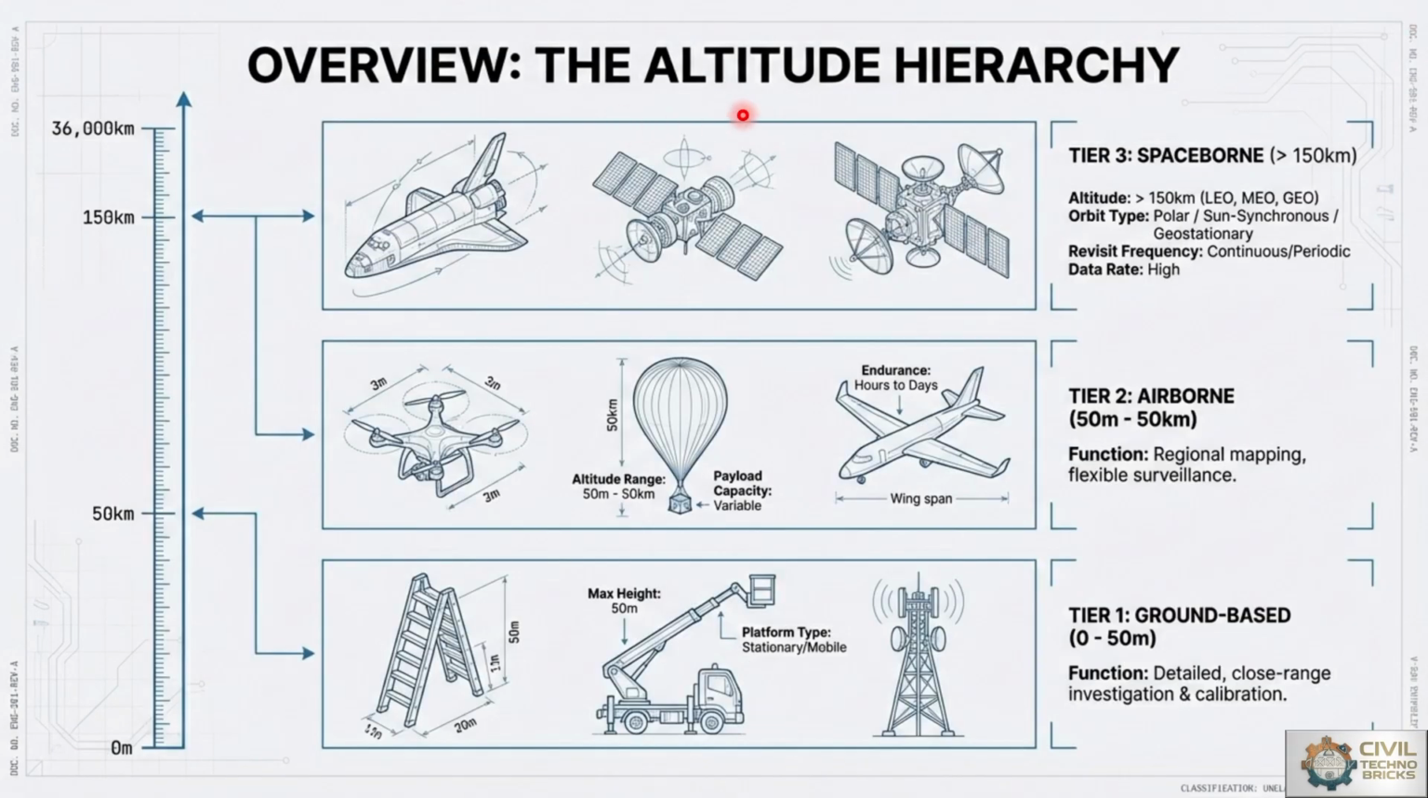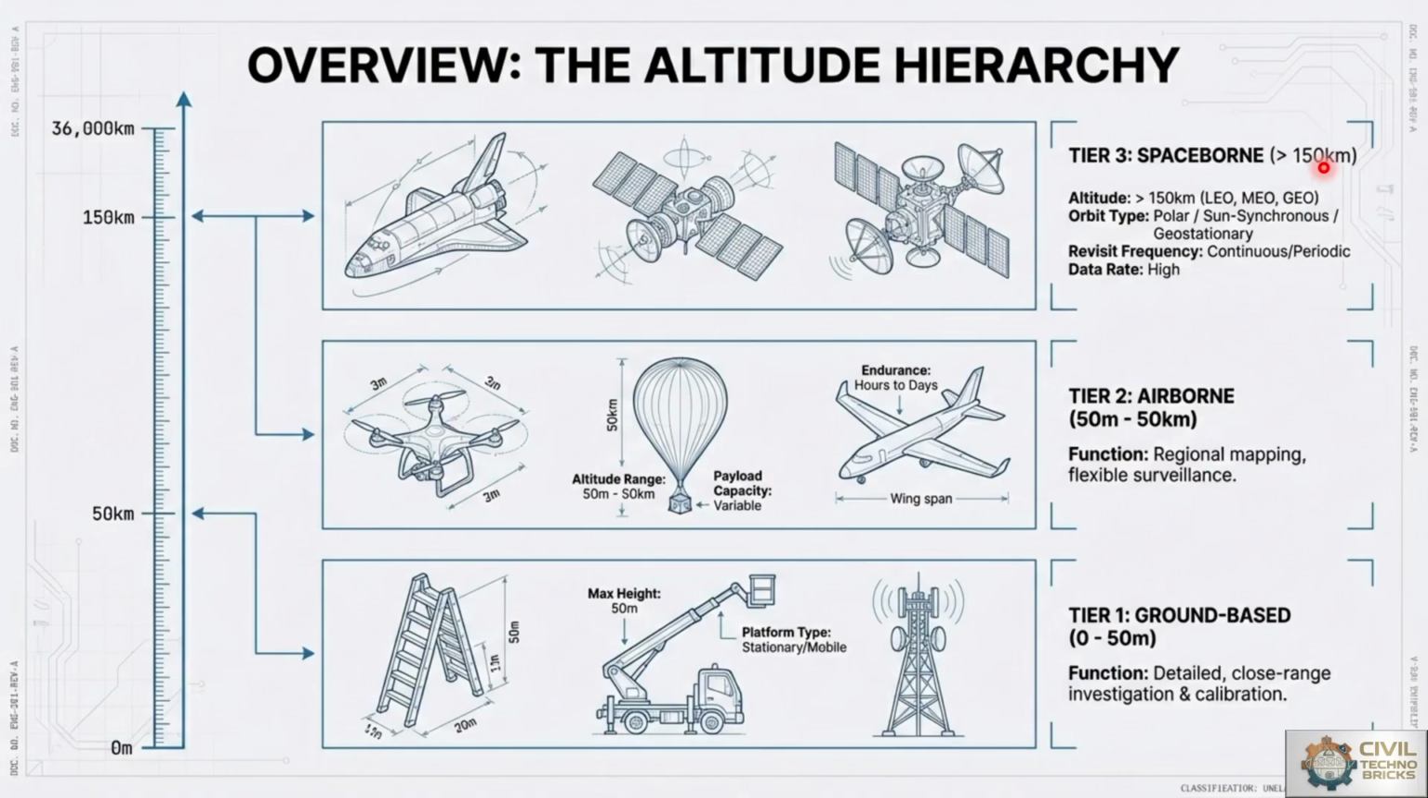See the overview, that is the altitude hierarchy. With reference to that, 0 is the earth surface. After that, 50 kilometer, then 150 kilometer and 36,000 kilometer. Up to 50 kilometer, the ground based platform is in the picture. Up to 150 kilometer from the earth surface, the airborne platform, which is of 50 meter to 50 kilometer range. And then 36,000 kilometer will be the spaceborne platform, which is more than 150 kilometer from the earth surface.